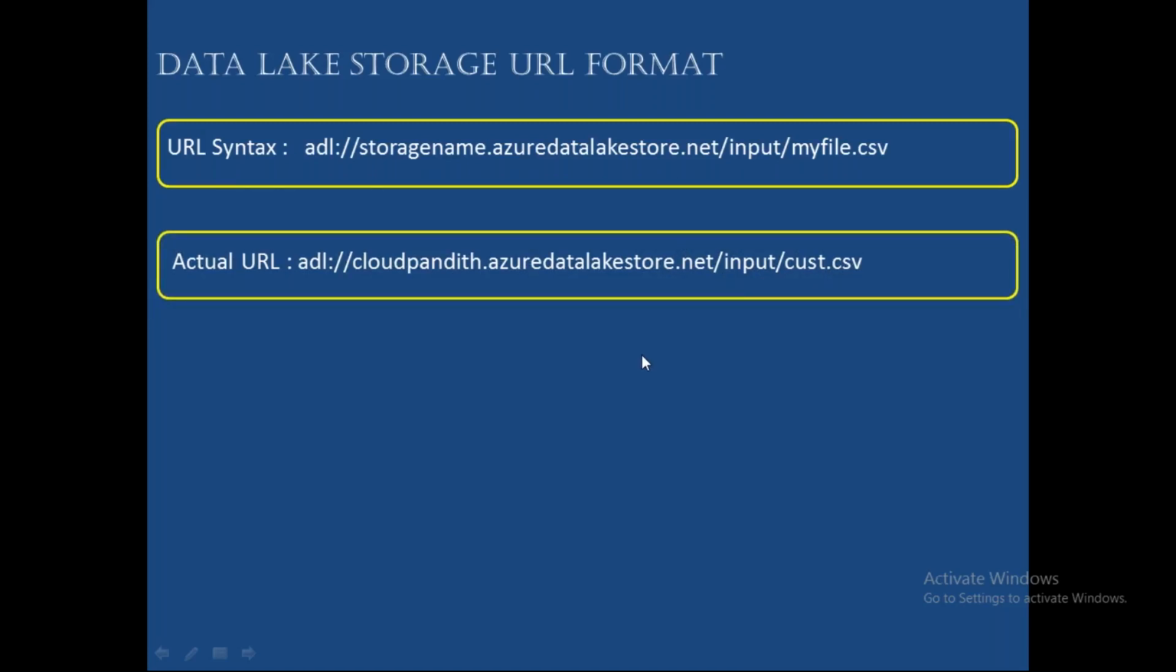But for this URL you need not worry. If you right click on this cust.csv and go to Properties, you will get this URL. You can directly take it. You need not form it like with blob storage.